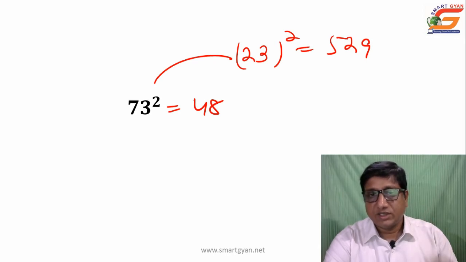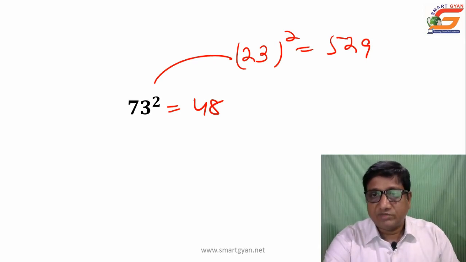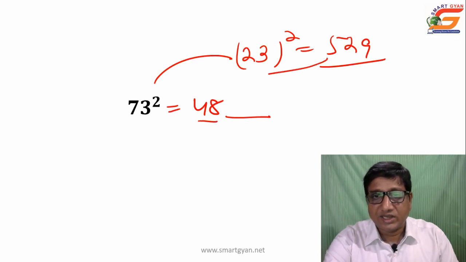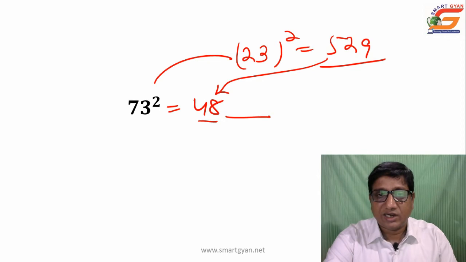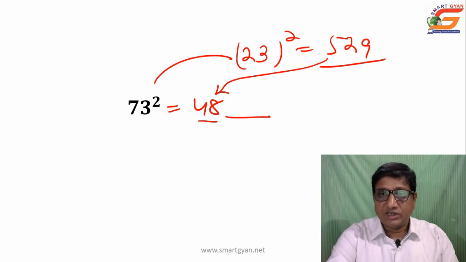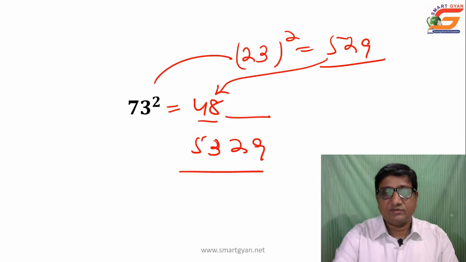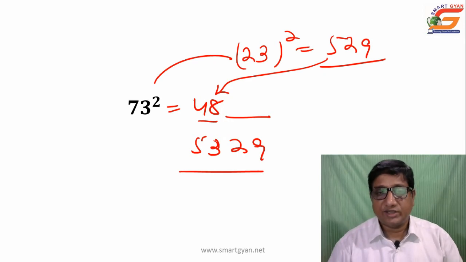That is 529. But here 529 is a 3-digit number. We cannot write a 3-digit number as our right part. That's why we have to carry the leftmost digit 5 and add it with 48. So the left part will be 48 plus 5, that is 53, and right part 29. So your final answer is 5329.